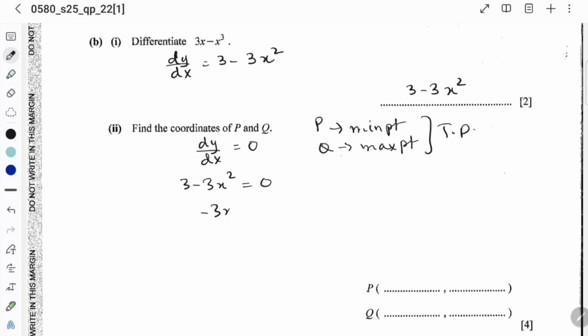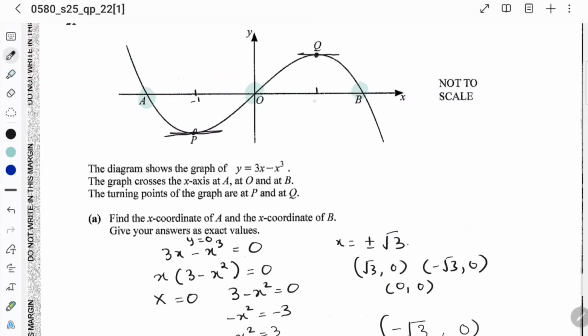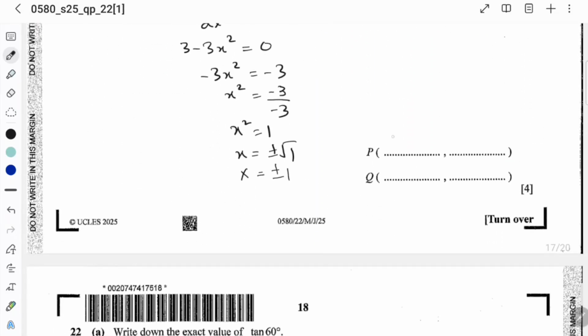So minus 3x square is equal to minus 3, x square is equal to minus 3 upon minus 3, which is equal to 1. So x square is equal to 1, x equals plus minus square root of 1. Square root of 1 is also 1, so you can just write x equals plus minus 1. So p is minus 1 and q is positive 1, the x coordinates.